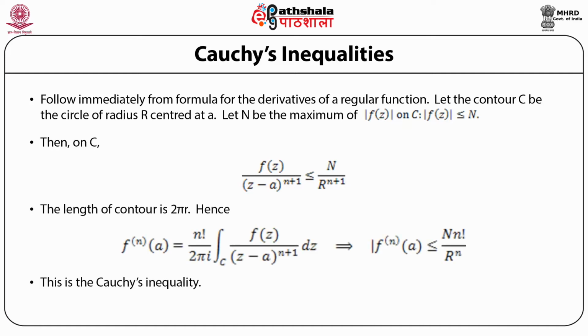The length of the contour is 2 pi r. Hence, f superscript n of a is equal to n factorial divided by 2 pi i into integral C f(z) divided by (z minus a) raised to power n plus 1 dz. This implies that the modulus of f superscript n of a is less than or equal to M into n factorial divided by r raised to power n. This is Cauchy's inequality.